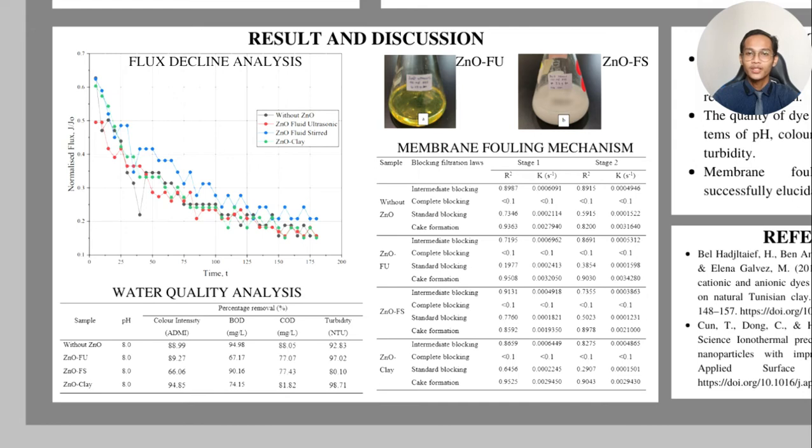For the membrane fouling mechanism, the data obtained from MPR was successfully elucidated using MATLAB software and the result was displayed in the table. Based on the findings, a cake formation mechanism was found for both stage 1 and stage 2. This may be due to the debris inside the dye wastewater being trapped by the membrane surface during the filtration process in MPR. Nevertheless, it has proven that the MPR system was fit for degradation of dye wastewater.